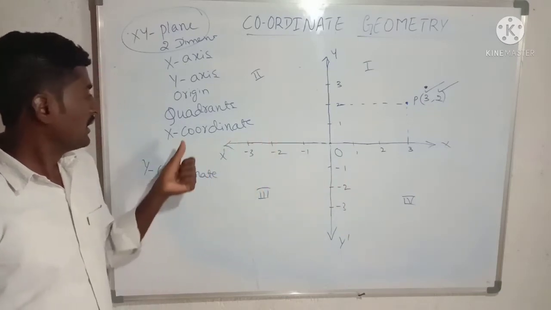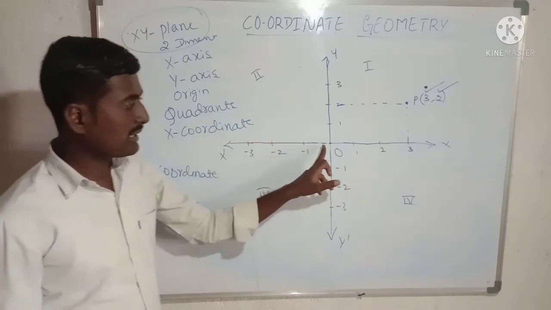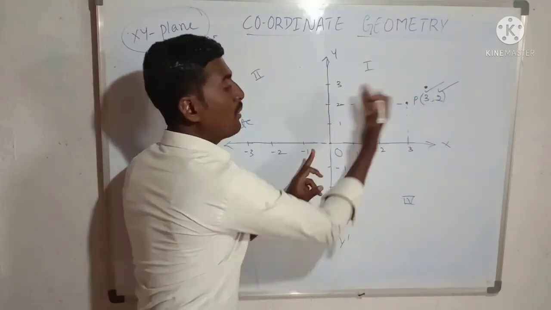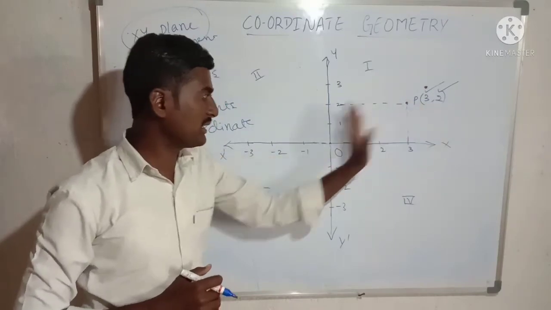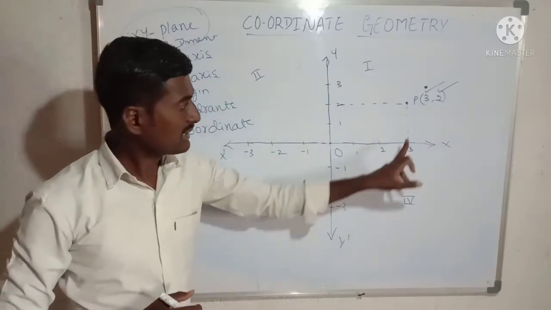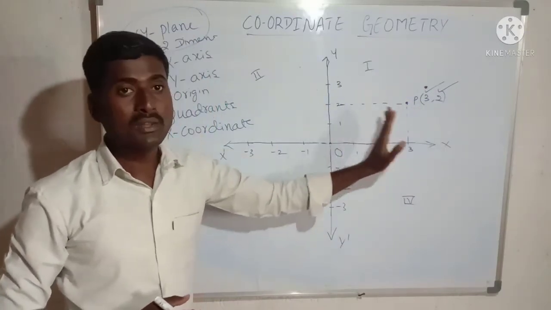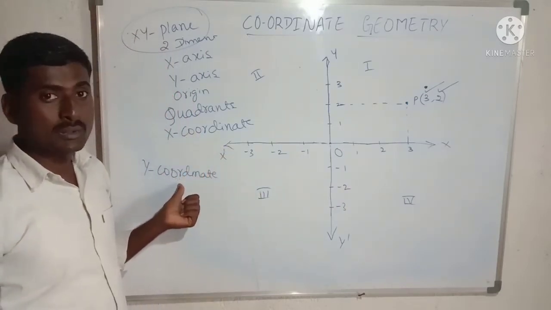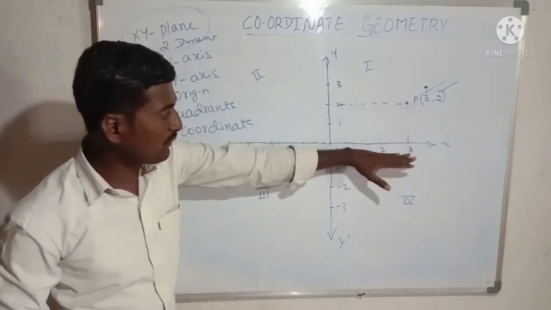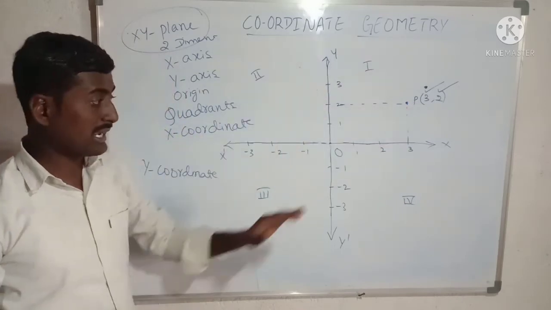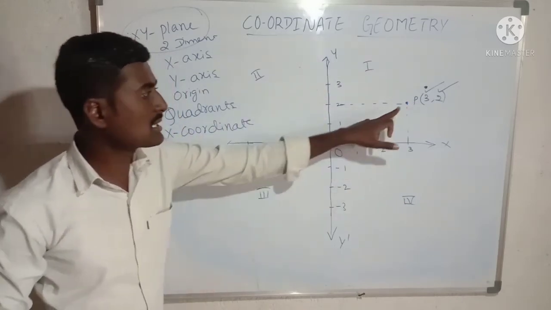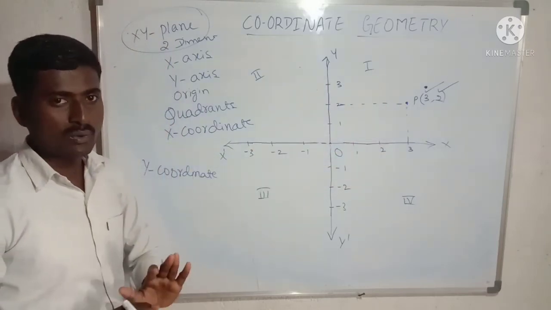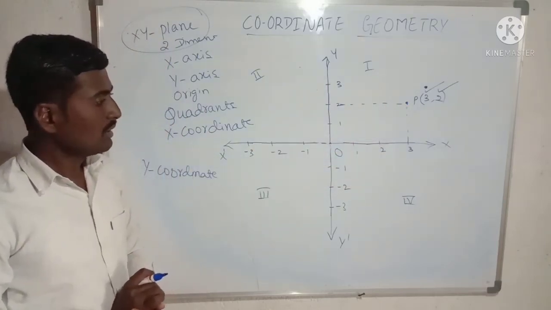Okay. Now x coordinate. X coordinate is nothing but what? It is the distance of a point from the y-axis. Then y coordinate is nothing but what? Distance of a point from the x-axis. The distance of a point from the x-axis, that is called what? Y coordinate. Okay.